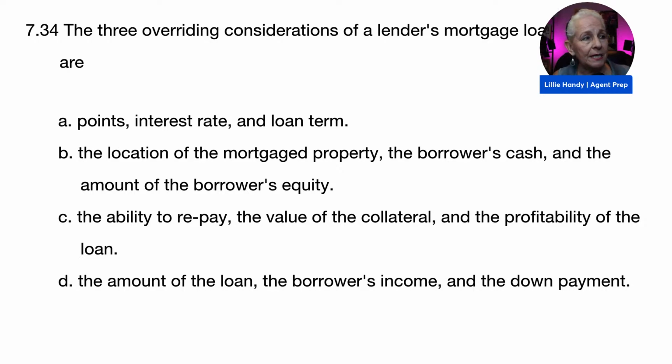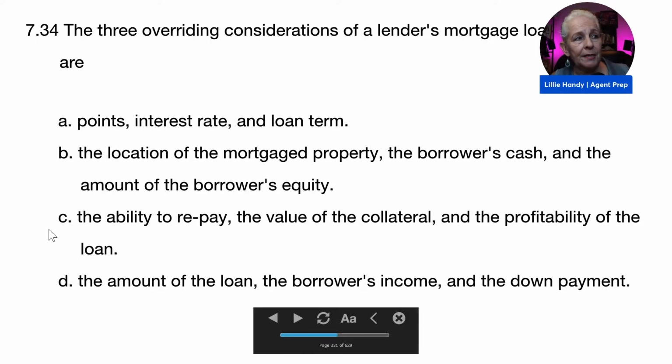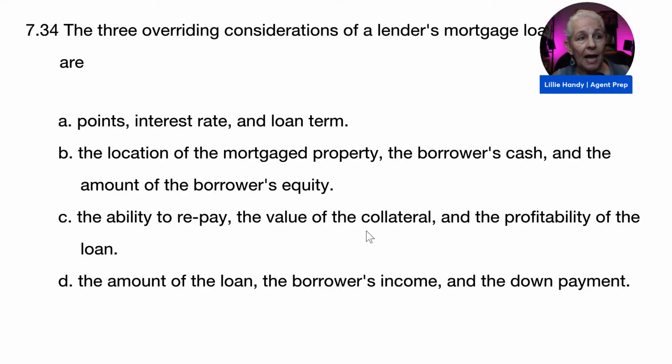$734 is C as in Charlie. The ability to repay, the value of the collateral, which they find out from the appraisal, and the profitability of the loan, the interest rate.